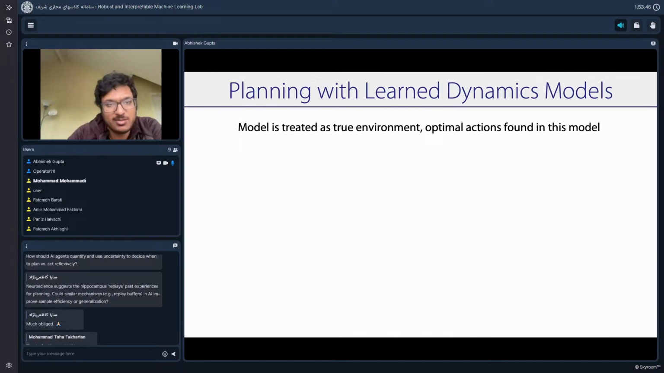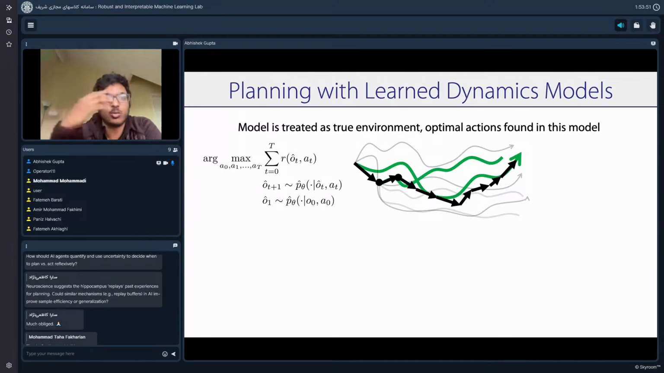And then once you have this model, you can try and do planning against it. You can say, okay, I have this model of the world, I can generate samples within my model. Then I can score the different samples by how good the rewards were, and then use them to pick the best actions to then execute in the world. So planning might look something like this.